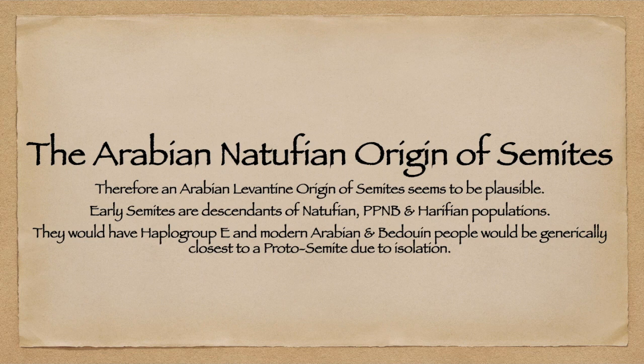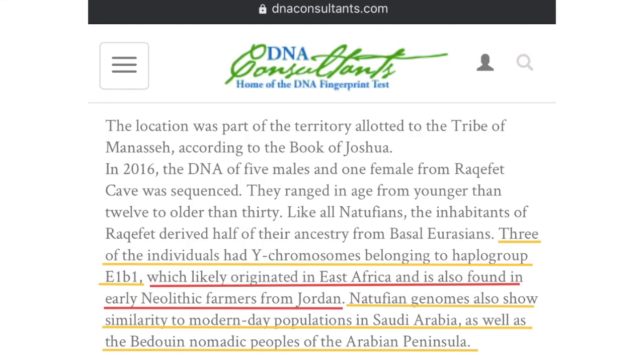Early Semites would descend from Natufians, PPNB, and Harifian populations. They would have haplogroup E, and modern Arabians and Bedouin people would genetically be closest to the Proto-Semitic due to isolation. And I do see Arabians and Bedouins being the closest and the purest Semitic type, since they got isolated in the Arabian desert, unlike the other Semitic populations in Mesopotamia that would have mixed with other groups, Indo-Europeans, Hurrians, etc.